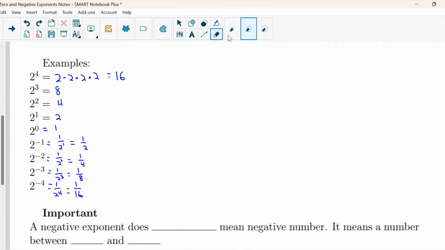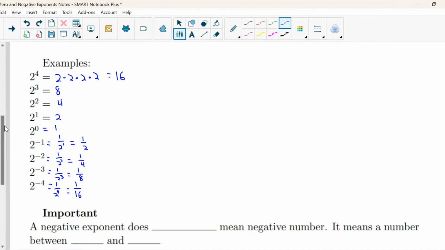I'm actually going to rewrite this quick. Try that again. That was 2 to the 4th power and 16. There we go. All right, so those are just some quick examples of a couple of scenarios.